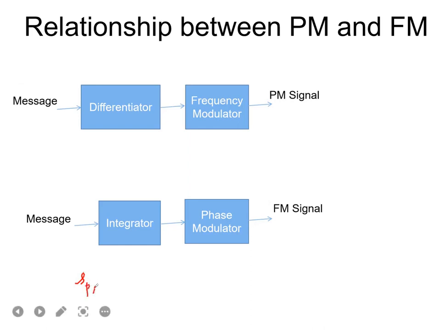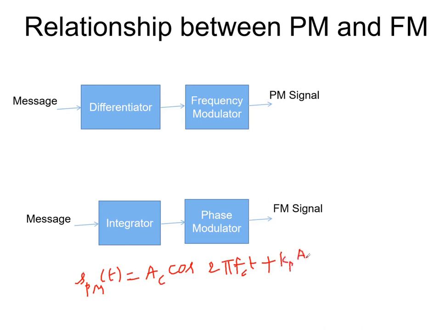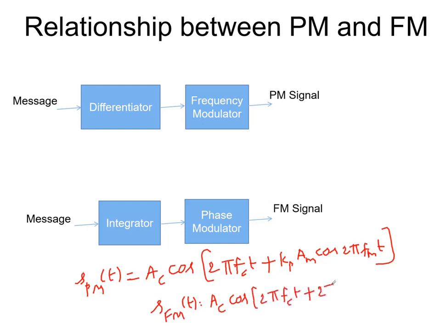Again, let me reiterate here: the PM signal is of this form, Ac cos(2 pi fc t + beta), where beta is kp times m of t, and m of t may be cos 2 pi fm t. Whereas the FM signal is of this form, Ac cos(2 pi fc t plus 2 pi kf times the integral from minus infinity to t of m(tau) d tau), and this term corresponds to kp times m of t.